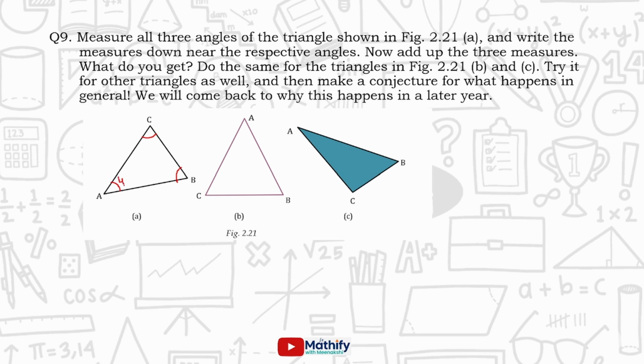This angle is 45 degree, this angle is 70 degree, and this angle is 65 degree. They are close to 45, close to 65. So it's up to you. I'm writing this 45, 65, and 70. Similarly, if you will measure these three angles, what you will get? I will write that. Here you will get 63 degree, 63 degree, and 54 degree.